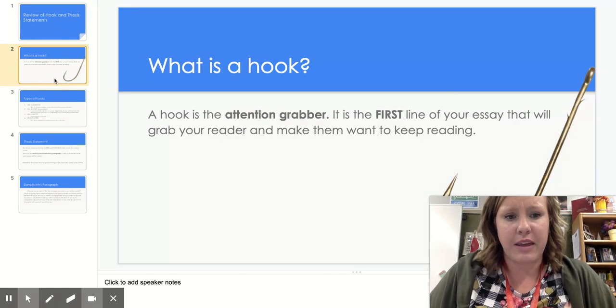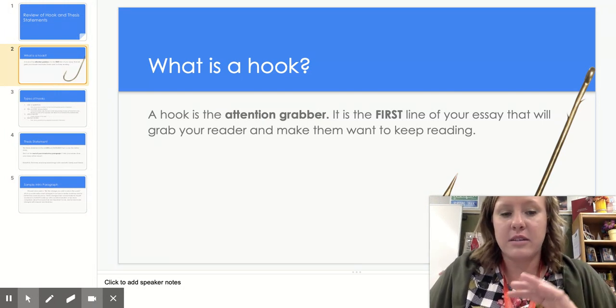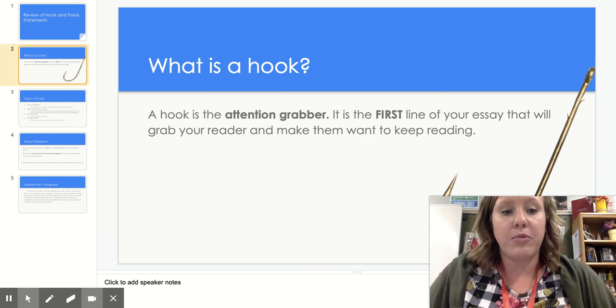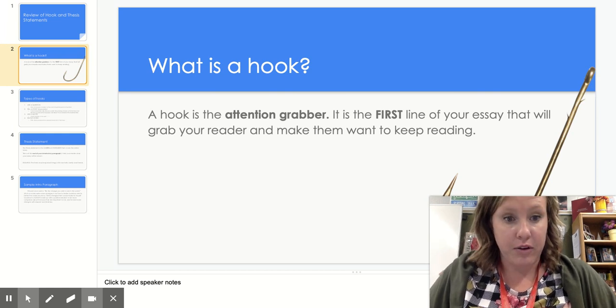A hook is that thing that really grabs your reader's attention. This is the attention grabber, okay? This is the very first line, the very first thing that your reader is going to read, and it's going to make your reader want to keep reading. There are a couple types of hooks.